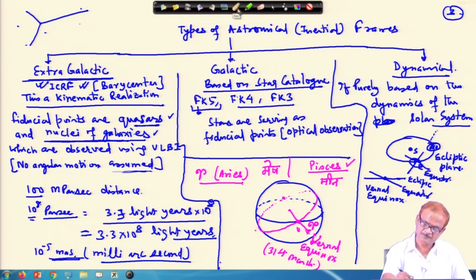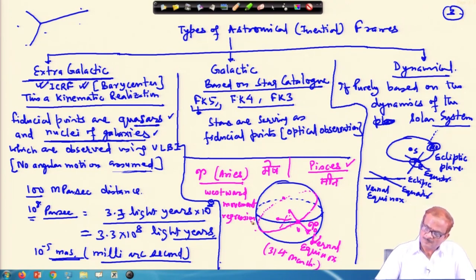What happens is that over the period, because of the perturbation, this point regresses. We put a 0 here. This point shifts in the backward direction, the westward direction, and this is called regression. You can simply say this O n is the nodal line. We will further explore what precession, nutation and other things are involved, but first we are discussing the dynamical reference frame.